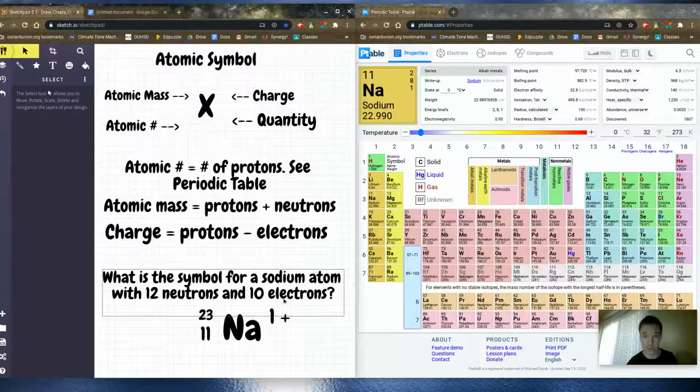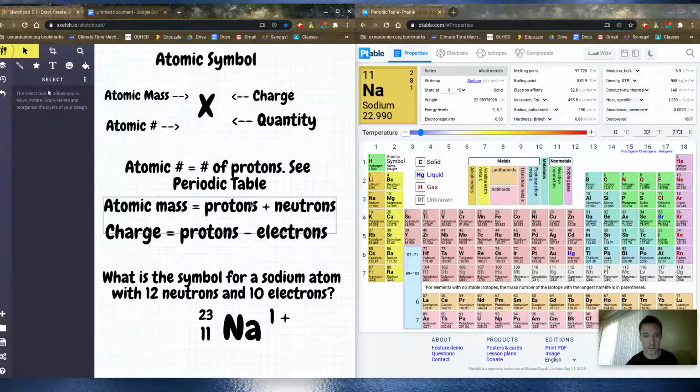Okay, also it tells us the number of electrons. It says there's 10 electrons. Let's look again at the periodic table. Here's sodium. It started with 11 protons. You see the atomic number at the top, 11. That means if it was neutral, it would also have 11 electrons. But because it only has 10 electrons, it's going to have a charge. The protons are not equal to the electrons. There's going to be a charge.